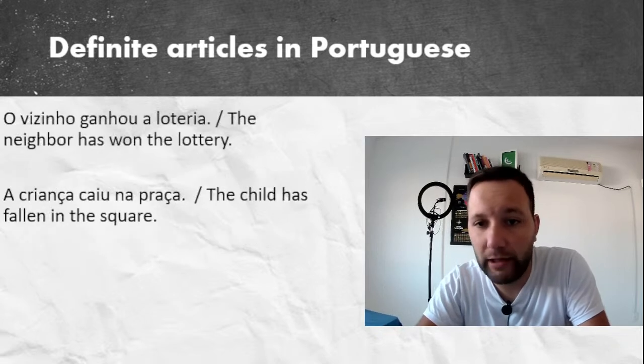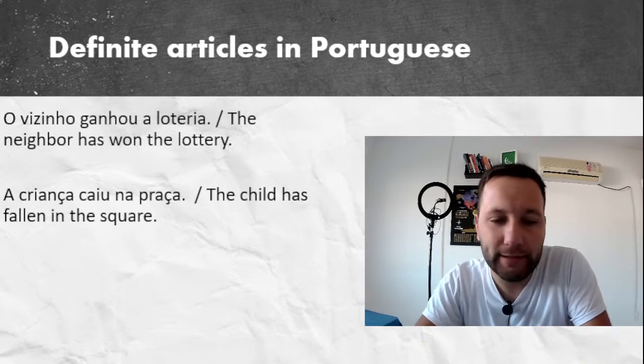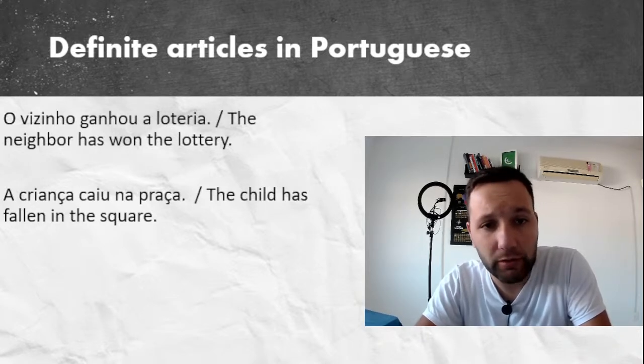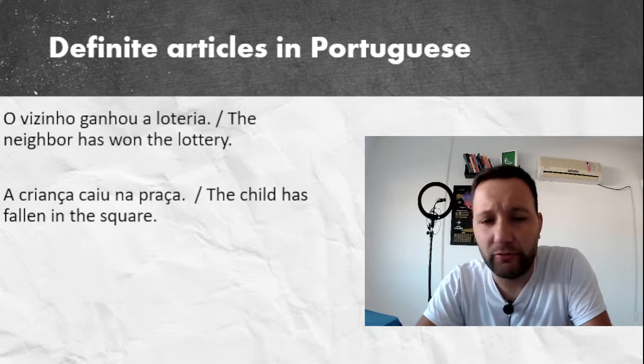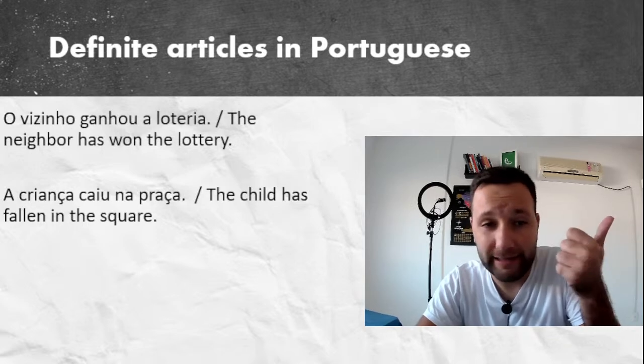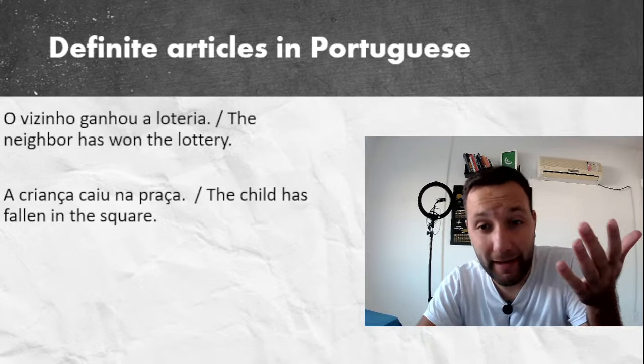But we have more examples here. Pay attention. O vizinho ganhou a loteria. Here I'm determining who, the neighbor. The neighbor has won the lottery. I'm not saying a neighbor. No, here I'm saying the neighbor. So we have to say o. And here we are using o because vizinho ends in o, so it's masculine.